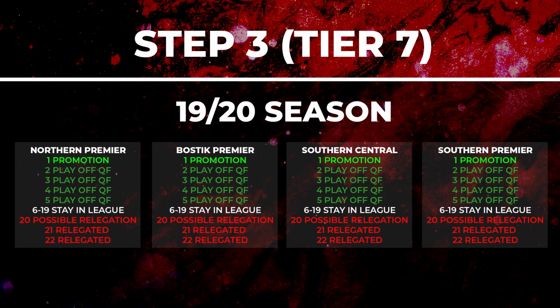Now if you look down to the bottom of the table, last season there were 3 teams relegated from each of the leagues in step 3, but that has now changed to 2 relegation places per league with 1 possible relegation place per league. Now, this possible relegation place is decided upon based on points per game, and it's across the 4 leagues. So, out of these 4 leagues, only 2 teams are going to get relegated, and the 2 that are relegated are the 2 that have the lowest points per game ratio.